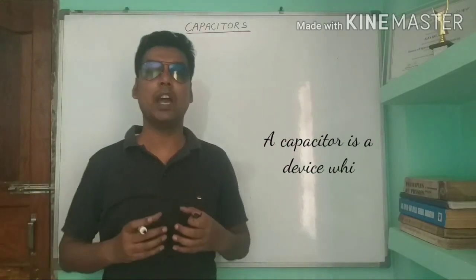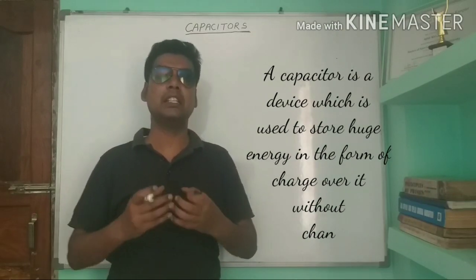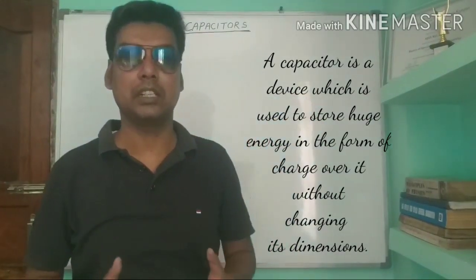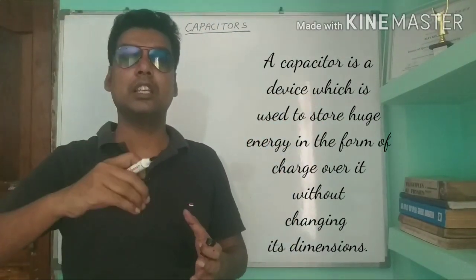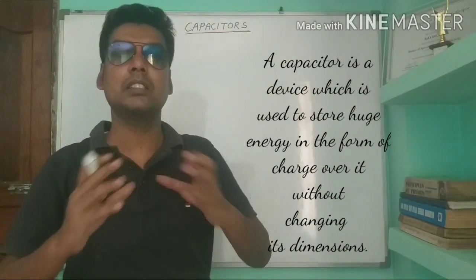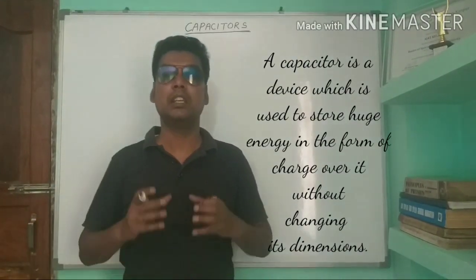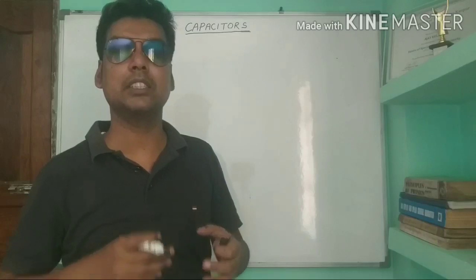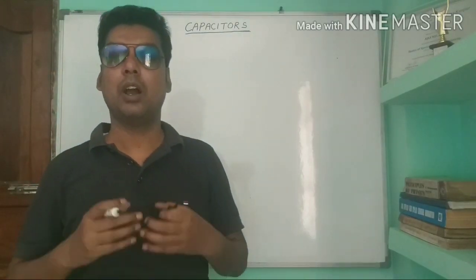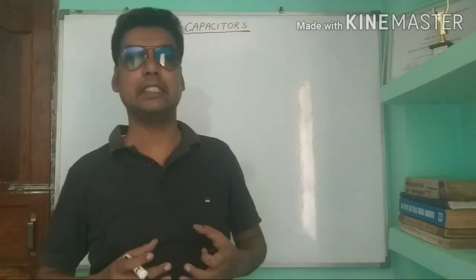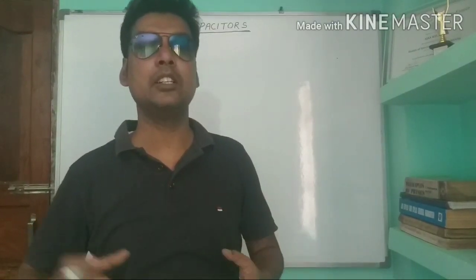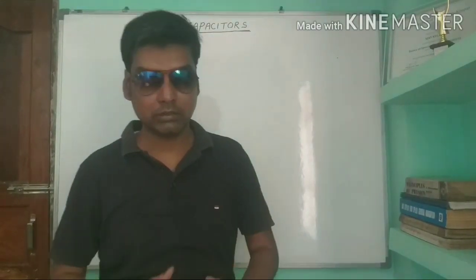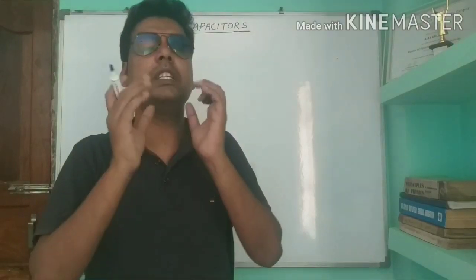A condenser is a device which is used to store energy in the form of charge over it without changing its dimension. The dimension is not changed. A condenser stores charge, but the dimension does not change. A capacitor stores charge and provides it at once when required to an electrical device to start. Also, it blocks direct current, DC, and allows AC, alternating current, to pass. A capacitor is a combination of two conductors placed close to each other.